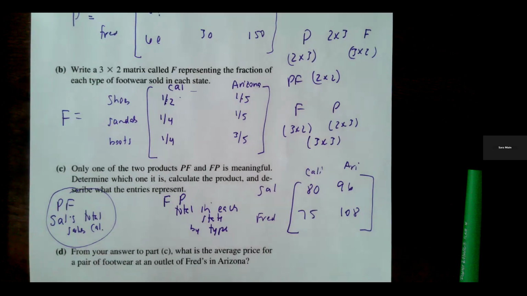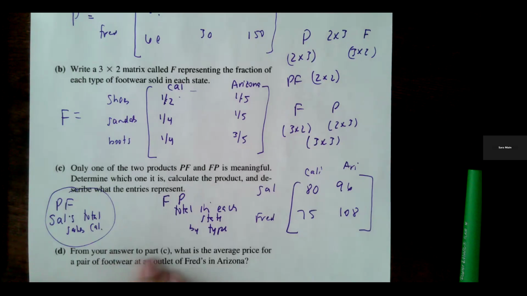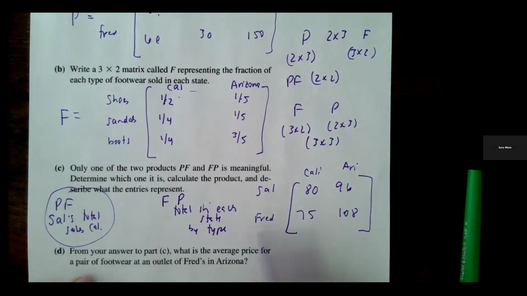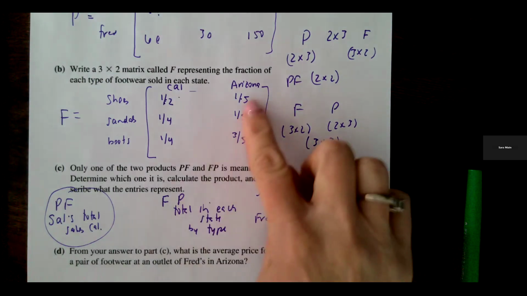Makes more sense. Then D says, from your answer to part C, what is the average price for a pair of footwear at an outlet in Fred's in Arizona? So Fred in Arizona is $108 on average, when we take the proportions that we had here.